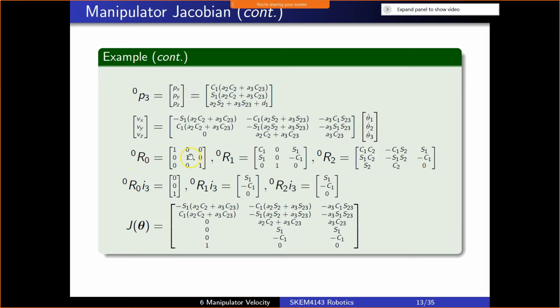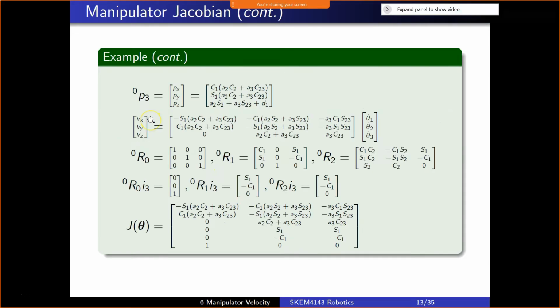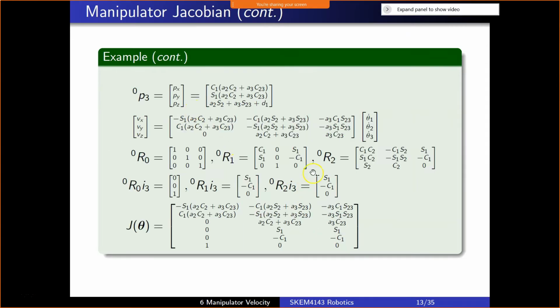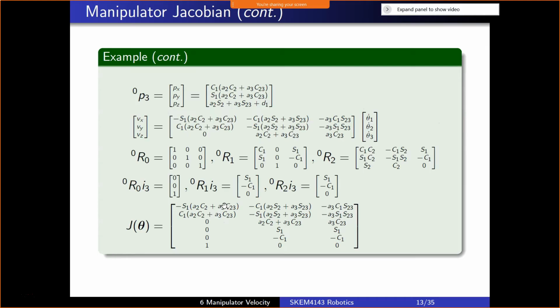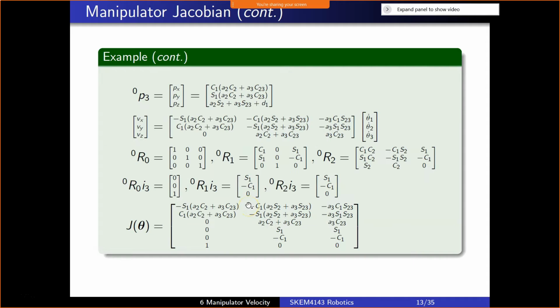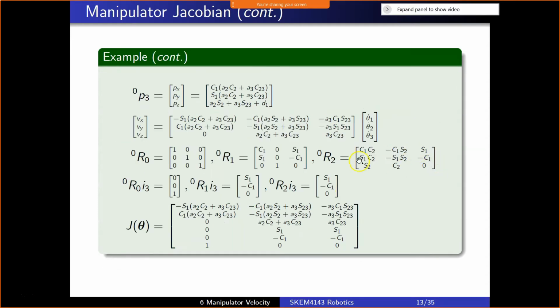So R00 is identity, like I told you. R10 is from here, this 3 by 3 rotation matrix. Compare R10 and this one, should be the same. This is given in the question, right? So C1 S1 0, 0 0 1, S1 minus C1 0. And then you need to have R20, which is what we have computed from here. So this is R20: C1 C2, S1 C2, S2, C1 minus C1 S2, minus S1 S2, C2, S1 minus C1. These are R20.